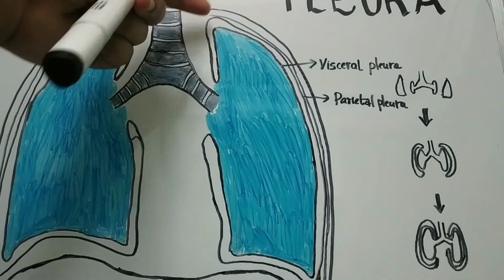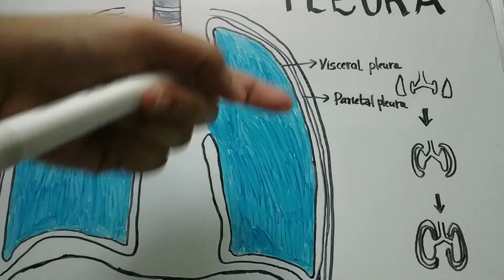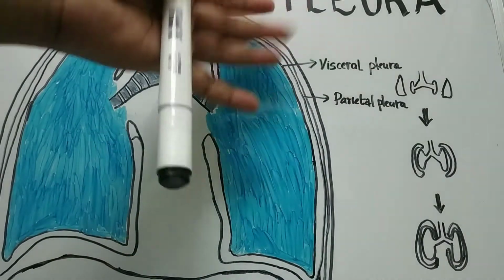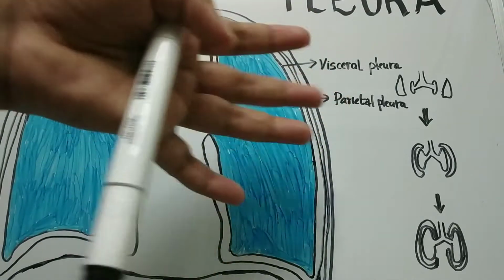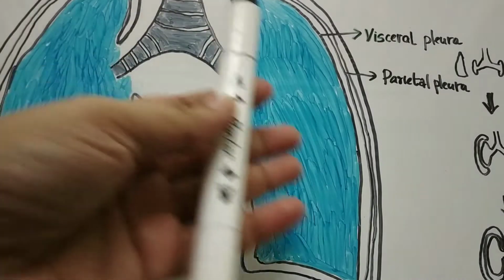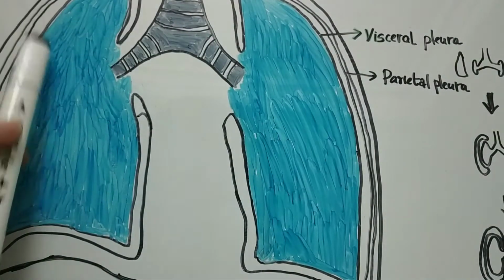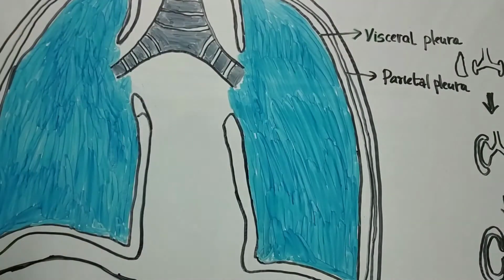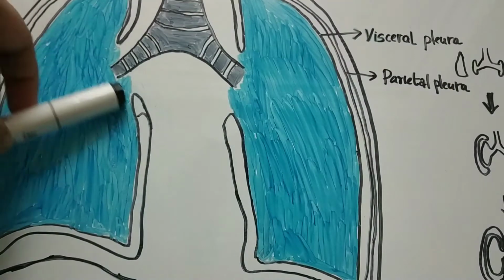The pleural fluid reduces the friction between the two layers and helps in the easy movement of the lungs during breathing. The right and left lungs both have separate pleural cavities so that infection in one lung does not affect the other. And the pleura envelops the lungs except at the hilum.